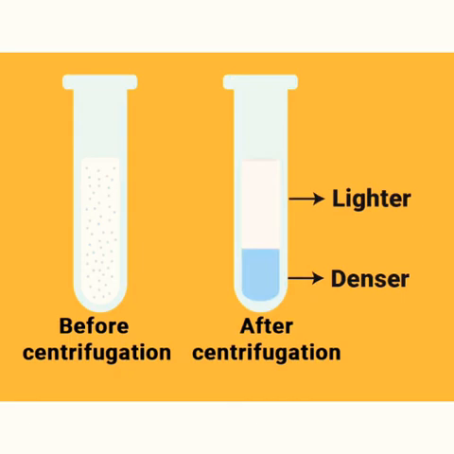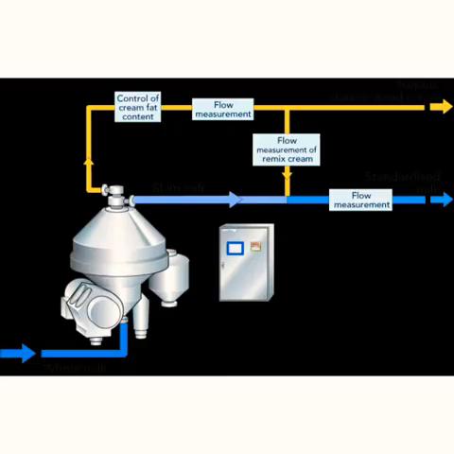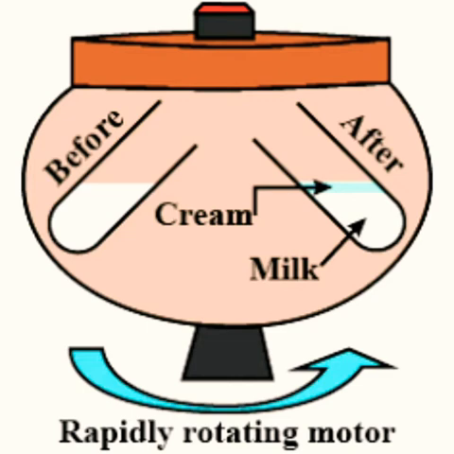In the first test tube, you can see that the solute is equally distributed in the solvent. After centrifugation, in the second test tube, the denser particles have settled down and the lighter particles are collected at the top. This is a simple centrifuge machine used for separating different components of milk. Students, just observe this centrifuge machine. It has a rapidly rotating motor. So you can see two test tubes in that.